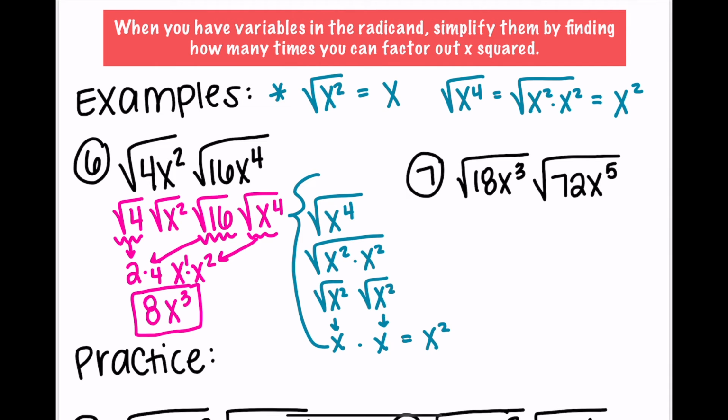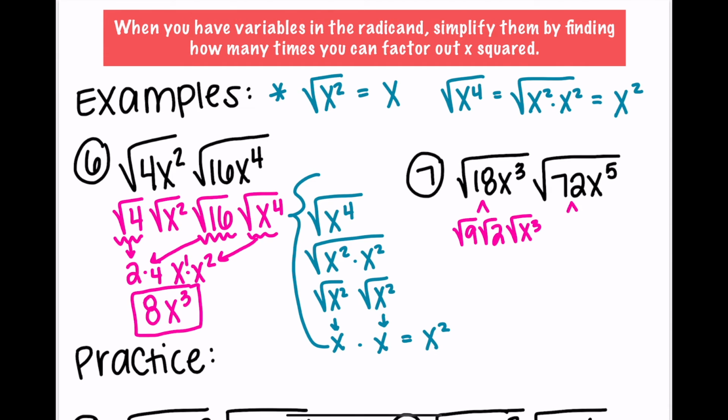Right, number 7. Let's try another one. I like to break the numbers apart, so if that helps you, you can do that too. All right, so we have 18 and 72. So I would say 18 can be broken down to the square root of 9 times the square root of 2 because 9 is a perfect square. And then we have the square root of x to the third.